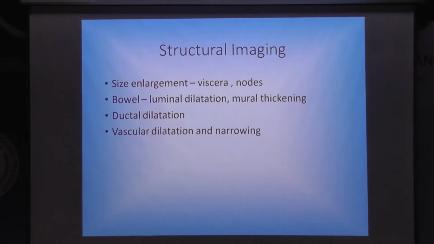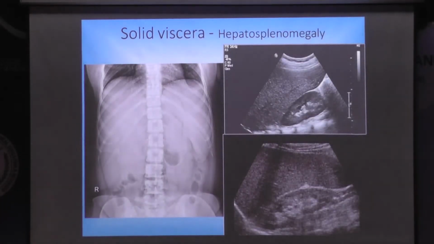So what do we look for in structural imaging? We look at enlargement of solid viscera, dilatation of hollow viscera like the bowel, enlargement of nodal tissue, ductal dilatation, and vascular dilatation or narrowing. Generally, we just look at whether the organ is enlarged or reduced in size, whether a duct is enlarged or reduced in size, or a blood vessel is enlarged or reduced in size. This is the basic imaging that we do, and for that we use all the modalities.